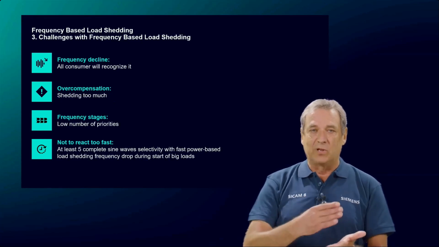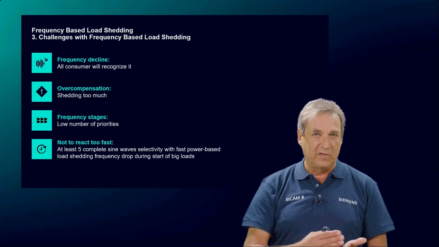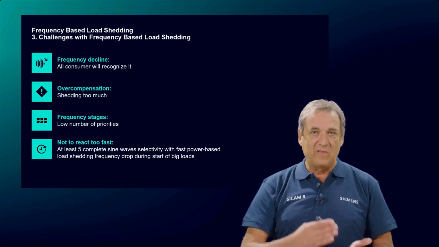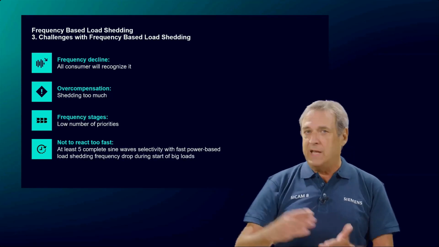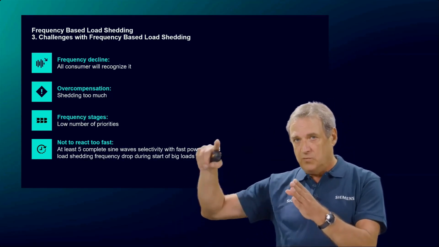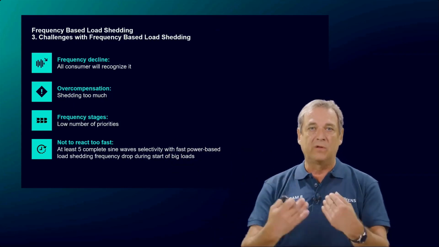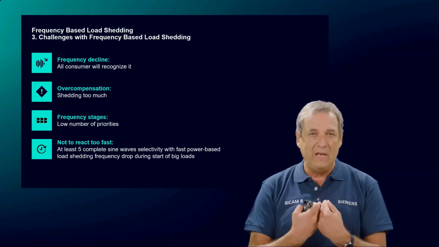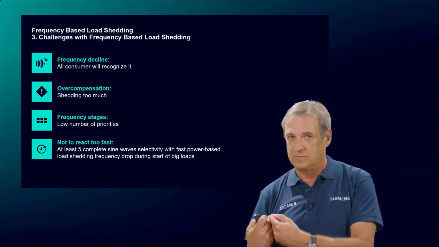Last but not least, to avoid false triggering in the event of lightning discharges, frequency-based load shedding may not react very fast. I know one competitor solution, they focus on 3 sine waves. According to our Siemens standard, we recommend considering as a minimum 5 sine waves to be on the safe side. Good.